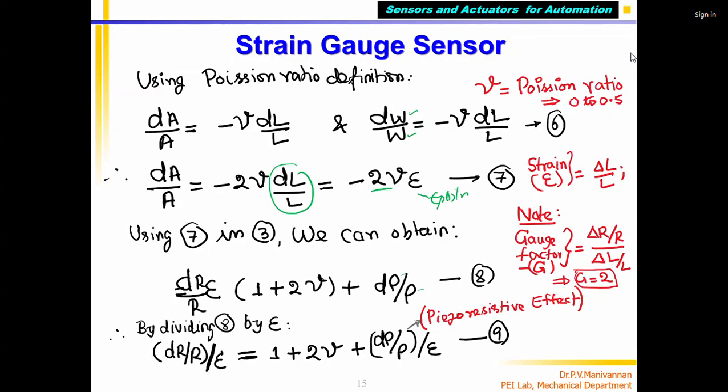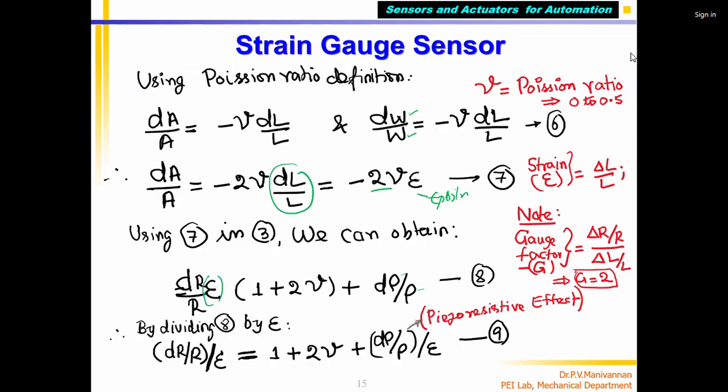So now by dividing this equation 8 by this strain, epsilon, I can say that dR by R divided by epsilon equal to 1 plus 2 nu plus d rho by rho divided by epsilon, which is called the strain. I get this equation 9.